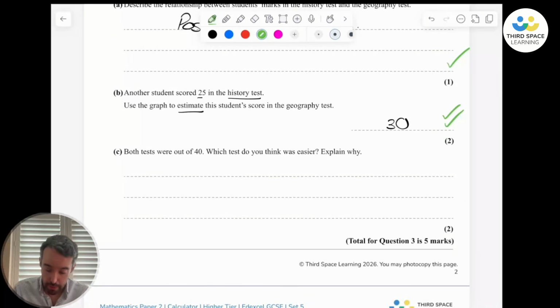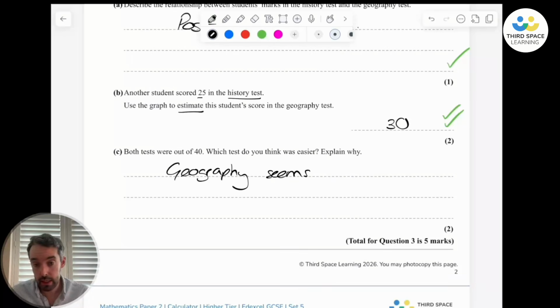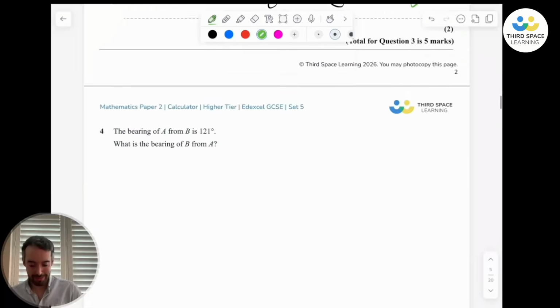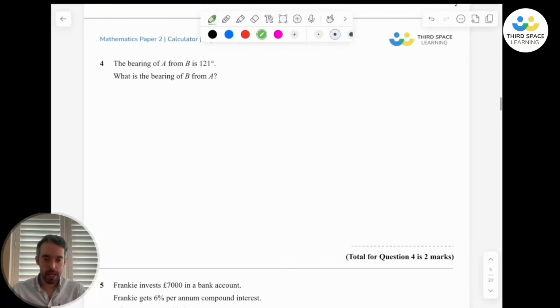So we'll say geography seems easier as the marks are generally higher. So 1 mark for identifying geography and 1 mark for stating the reason. 2 marks. Okay, number 4, bearings.